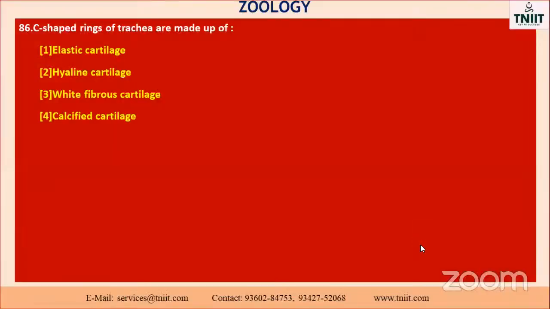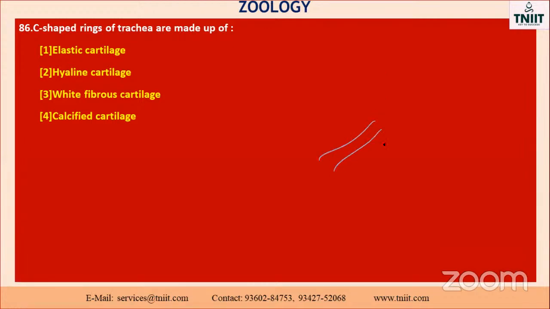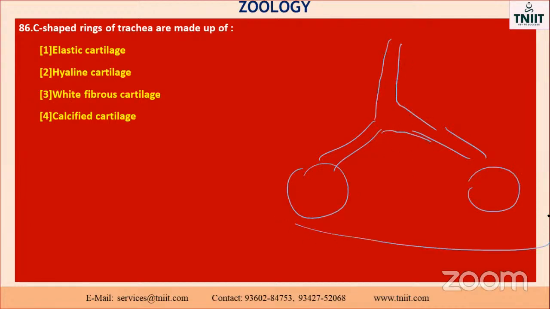Okay, so go to the next one. The C-shaped rings of the trachea are made up of, you know about that. Which one is the trachea? Trachea is already on our board. So this is the lungs, isn't it, my dear? This is the lungs part. Okay, here there is a trachea. So here is the diagram.